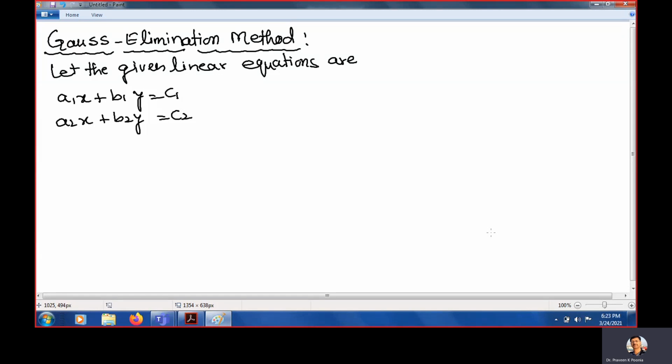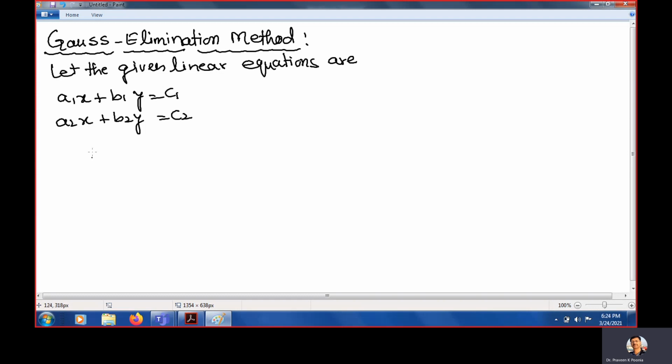In the previous two lectures, we have learned the solution of linear equations with the help of inverse matrix method and Cramer's rule. This is method number 3, Gauss elimination method. What are we going to do in Gauss elimination method? We are going to use three important concepts: the row echelon form, elementary transformations, and the augmented matrix.